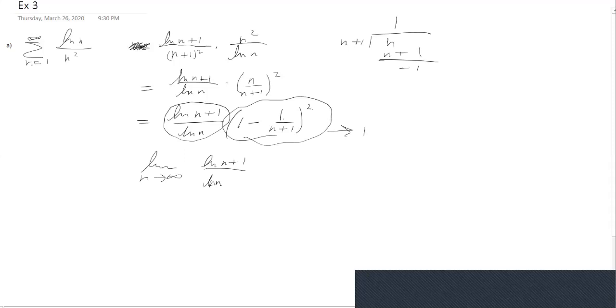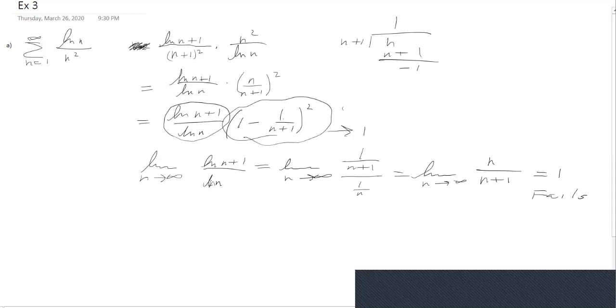Now this one, we will use L'Hopital's rule on it. So we'll have 1 over n plus 1, and down here we'll have 1 over n. So that's this, which equals 1. The test fails. So we did all that work, and the test failed. So it doesn't mean anything except we have to do something else.